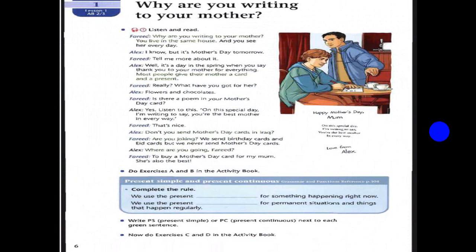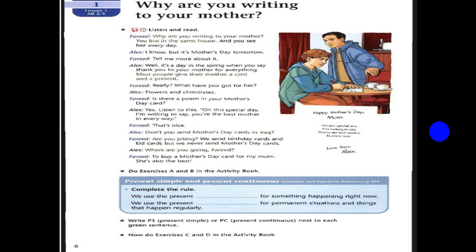Section 1. Listen and read. Why are you writing to your mother? You live in the same house. And you see her every day. I know, but it's Mother's Day tomorrow. Tell me more about it.